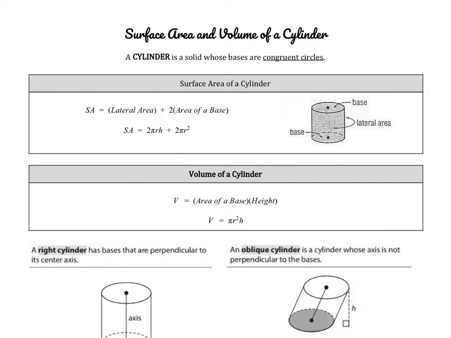Hi everyone, this is Mrs. J, and today we're going to learn how to find the surface area and volume of a cylinder. So a cylinder is a solid whose bases are congruent circles, so a figure such as this.